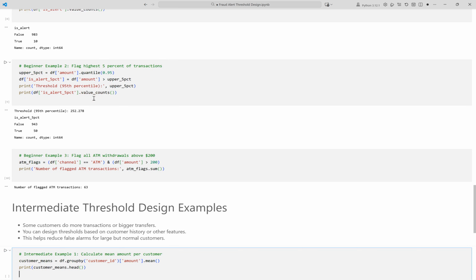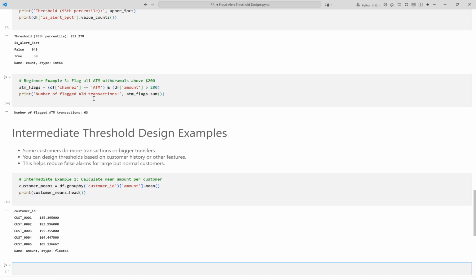Running the cell now. Here, we calculate the average transaction amount per customer to capture their typical behavior. Notice how each customer_ID maps to a distinct mean value, reflecting individual spending habits. This step is crucial for designing personalized thresholds that reduce false alarms by accounting for customers who normally make larger transactions. Some customers may have much higher normal transactions, so one size does not fit all.